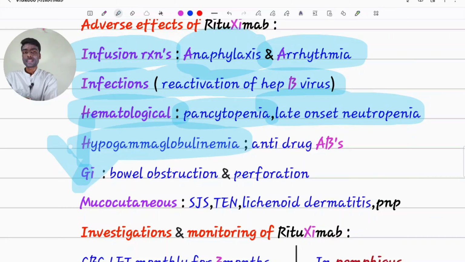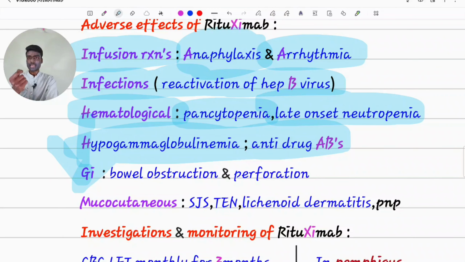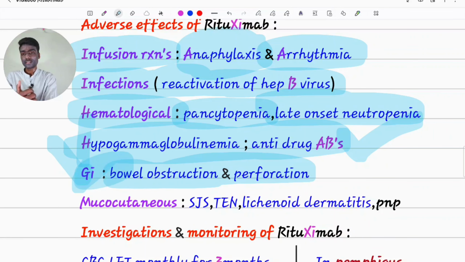hypogammaglobulinemia. Anti-drug antibodies. As our rituximab is a chimeric monoclonal antibody, it is non-human species derived, so it will be a foreign object to our body. Our body will produce antibodies against rituximab. Anti-drug antibodies. Bowel obstruction, perforation very rarely.